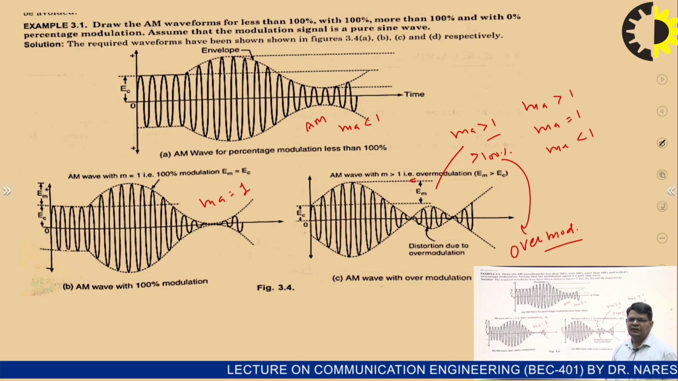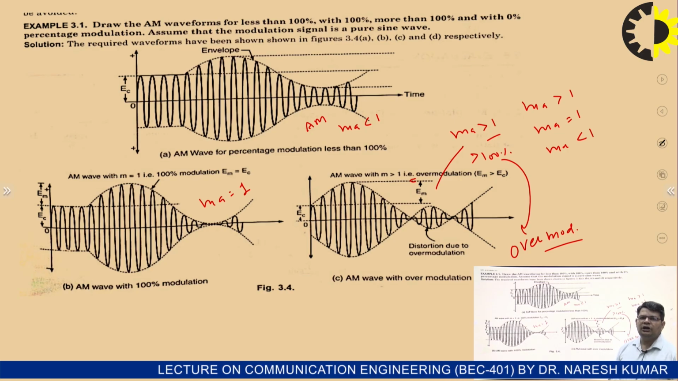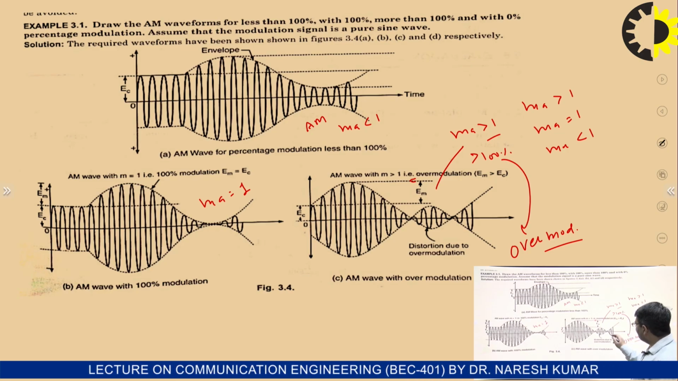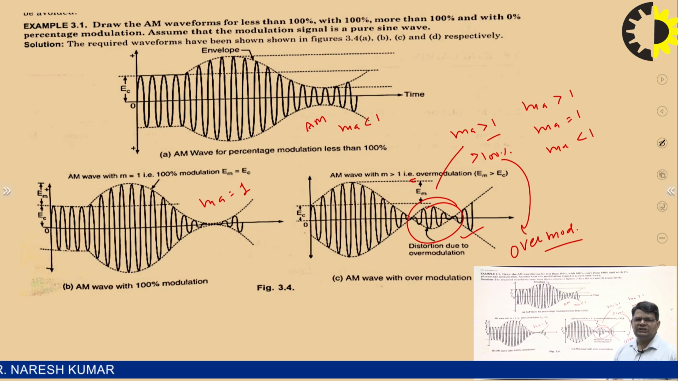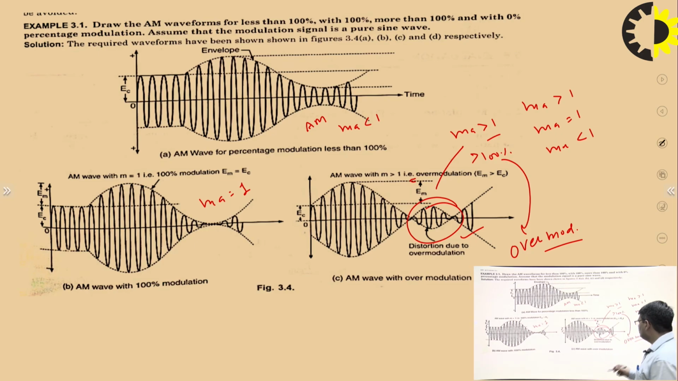We can see that over modulation should be avoided, because it can result in distortion at this point. If we have distortion in the AM wave, then when we demodulate the modulated signal to get the original message signal, it will be very difficult to obtain the original message signal shape. So over modulation should be avoided to reduce the distortion effect in the case of AM.